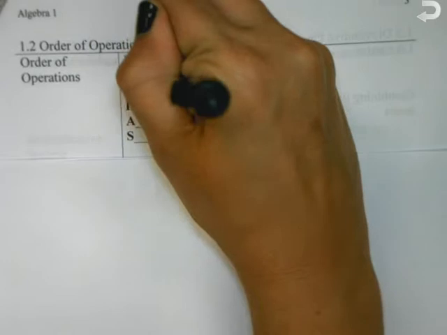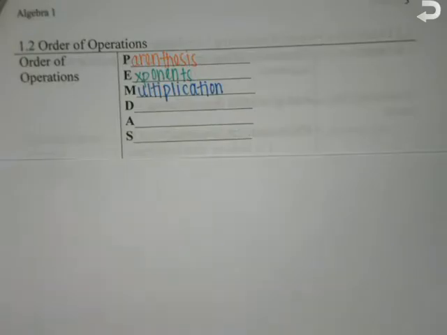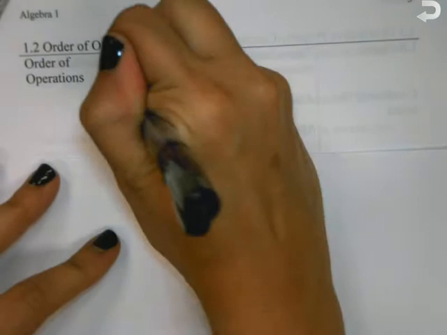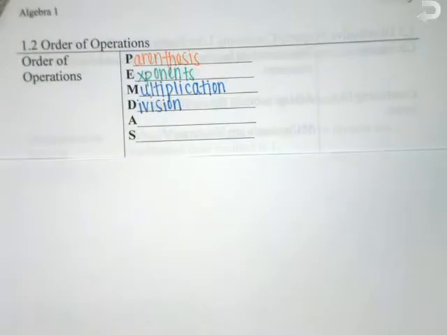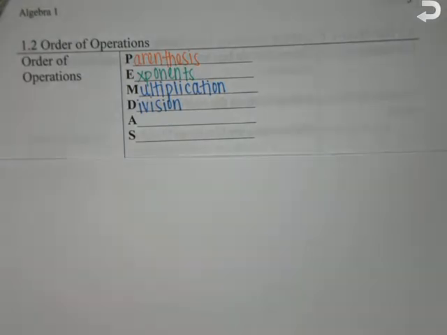What does M stand for? Jasmine, what does M stand for? Good, multiplication. Okay. Then we move on to D. Ryan, what does D stand for? Division. Now I'm writing multiplication and division in the same color because it does not matter if I do all multiplication first or all division first. What actually matters? The order that we do them in.